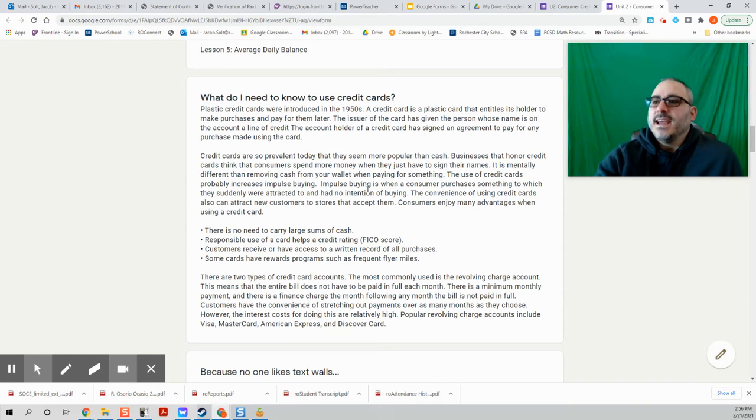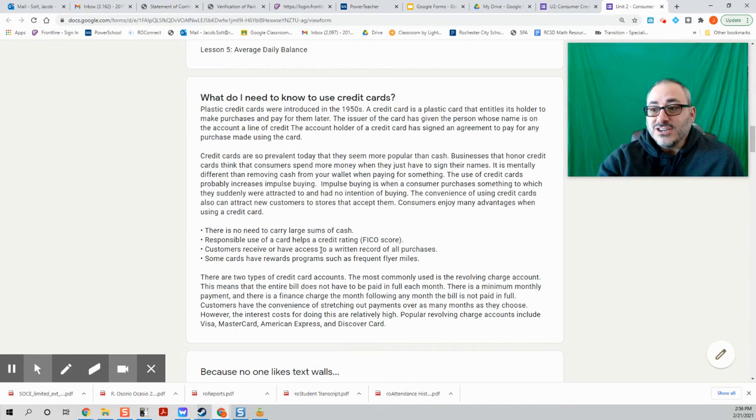Impulse buying is when a consumer purchases something to which they suddenly were attracted and had no intention of buying. The convenience of using credit cards also can attract new customers to stores that accept them. Consumers enjoy many advantages when using a credit card. For instance, there's no need to carry a large sum of cash, right?